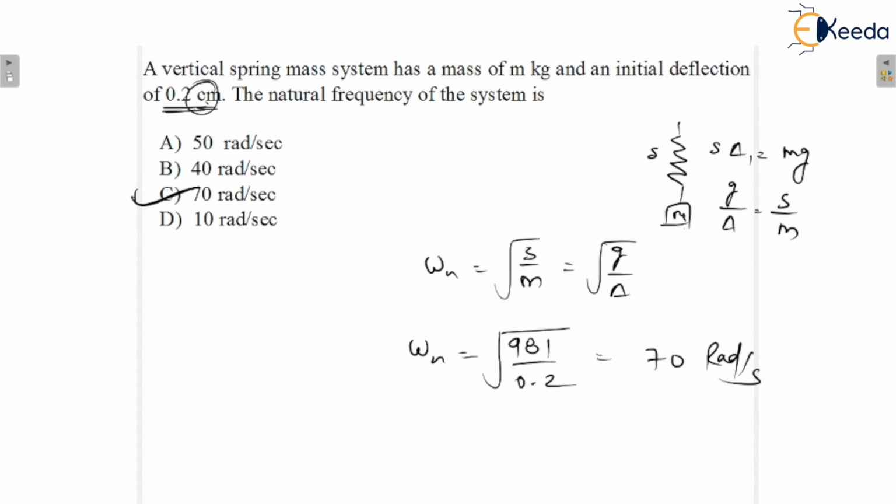Okay, if you want to convert it into meter, it would be 0.2 upon 100. Okay, and acceleration due to gravity would be 9.81 meter per second square. Okay, so this would be the correct answer, 70 radian per second.